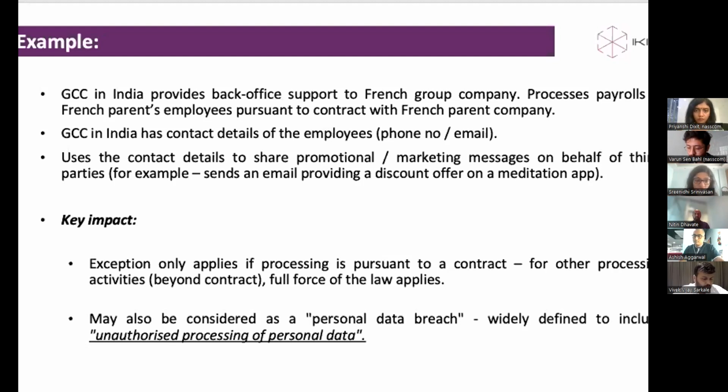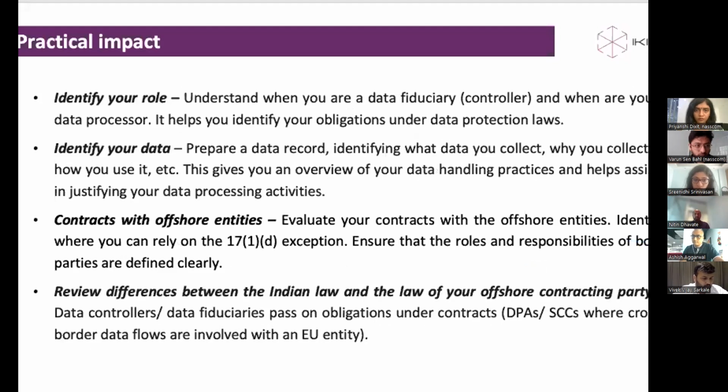And just what all of this means then for GCCs, what the practical impact of this is. First step would be to really identify what your role is. Are you acting as a data fiduciary, for which activity are you acting as a data fiduciary? Where are you acting as a processor? Where are you acting as a joint fiduciary? And that will help set the tone for what all other obligations under the law apply to you.